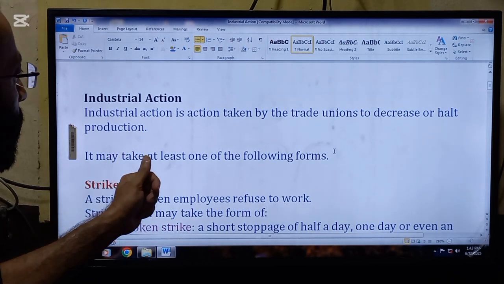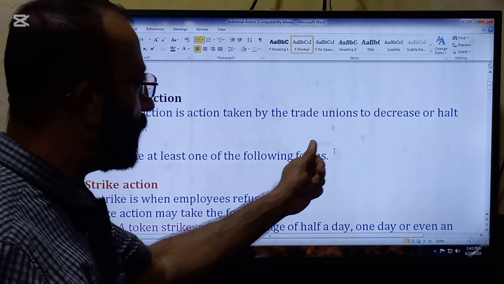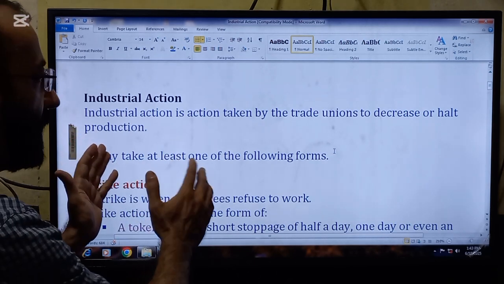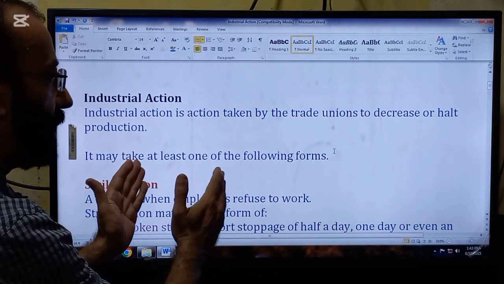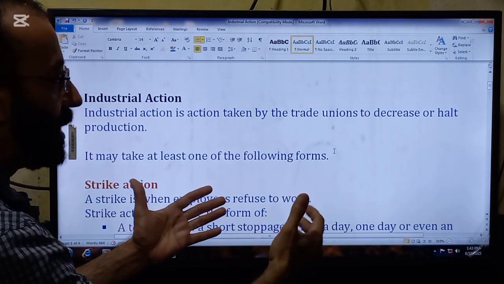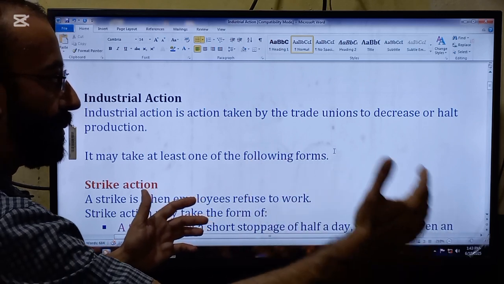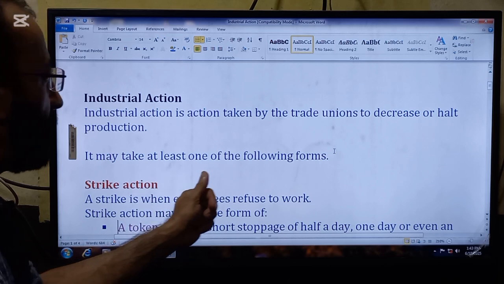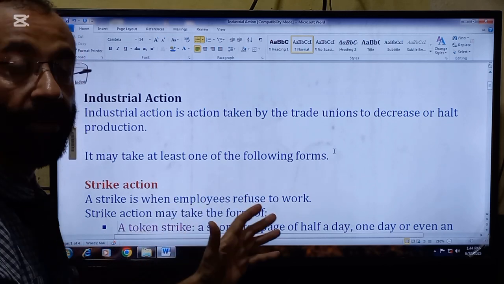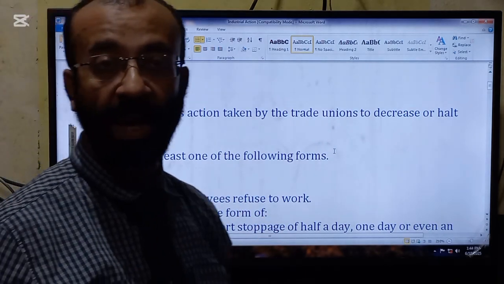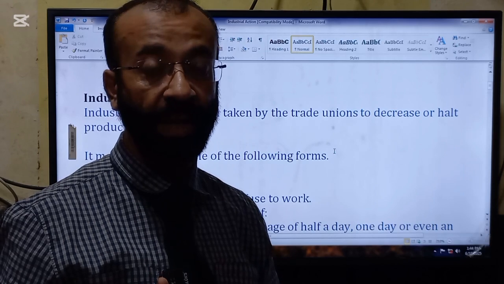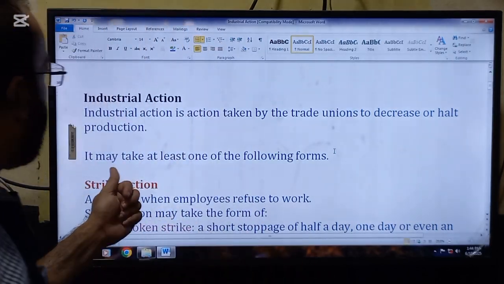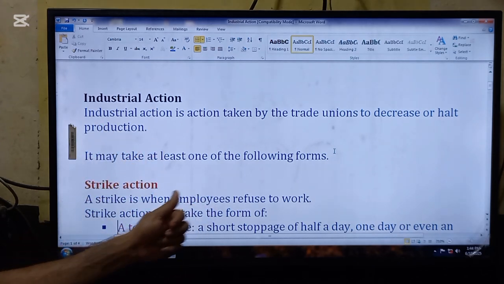Industrial action is an action taken by the trade unions to decrease or halt production. So actually, this is the action from the employees to get their things done from the employers. So it may take at least one of the following forms. So the first thing that should be clear in your mind, first you are going to read the action taken by the employees. So industrial action can be of the following form.